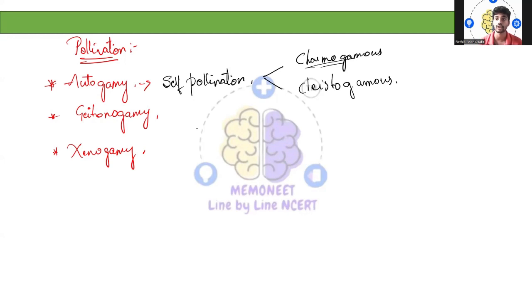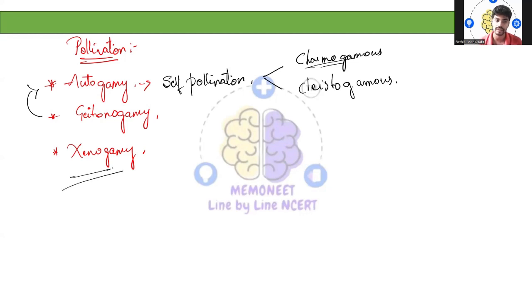Here what happens, the cross pollination you can somewhat see, but somewhat you won't see, since the pollination is again happening within the same flower, right? So the pollinatory agents are also involved here. But it is somewhat similar to autogamy since the pollination is happening within the same species.